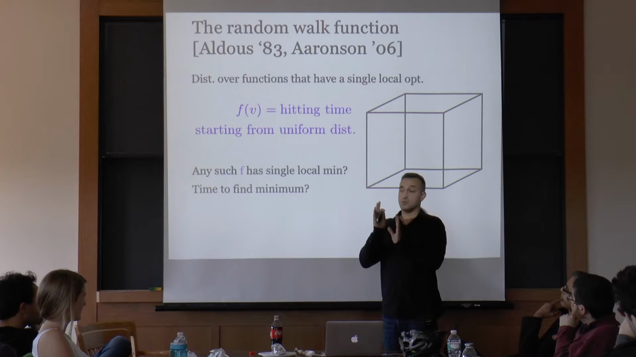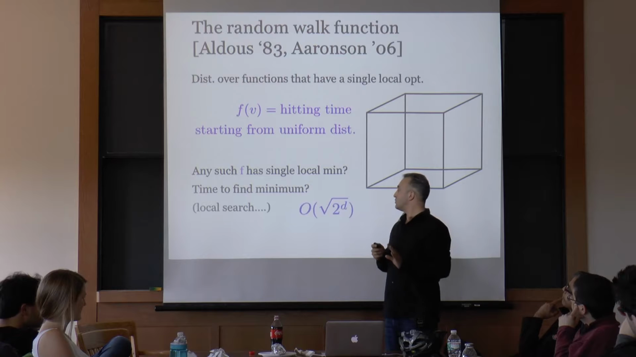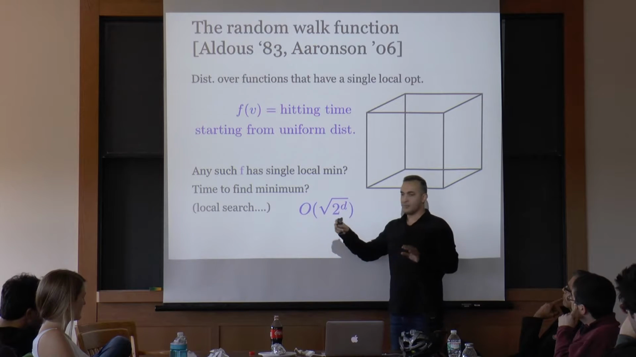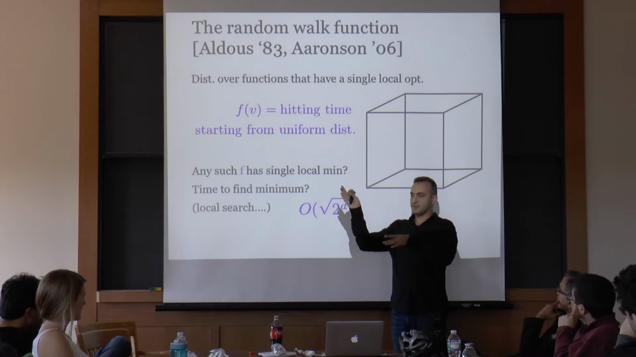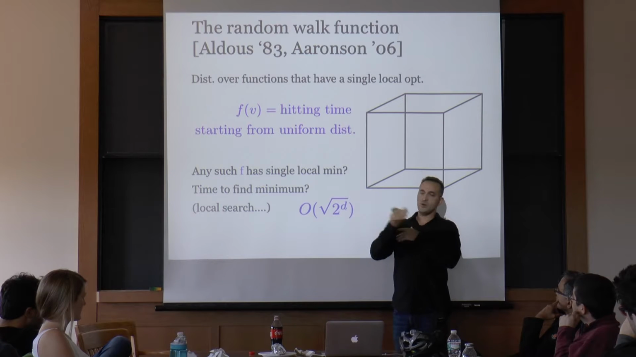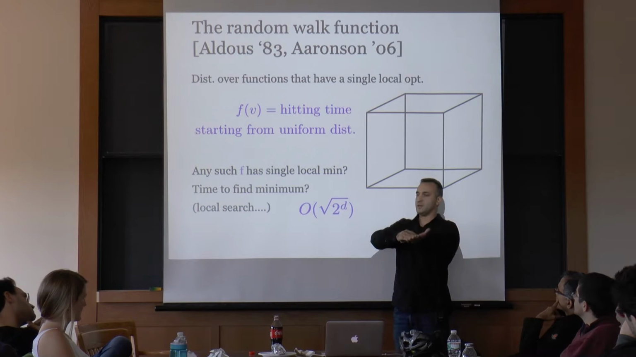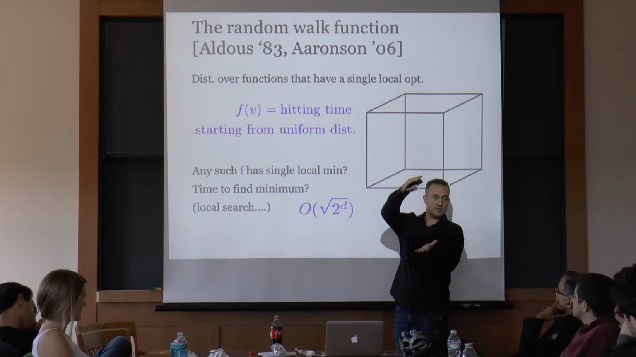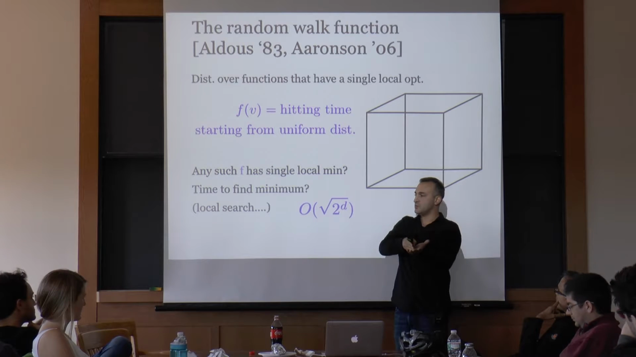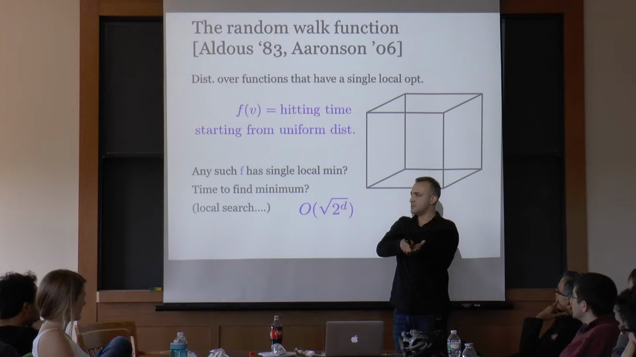But you can do root 2 to the d. How can you do root 2 to the d? You sample root 2 to the d vertices, take the minimum one from all of them, and then follow it backwards until the origin. So in expectation, you're going to hit the order statistic root n from below, and then the path to the minimum is going to be root 2 to the d. It's called local search. This is clear?